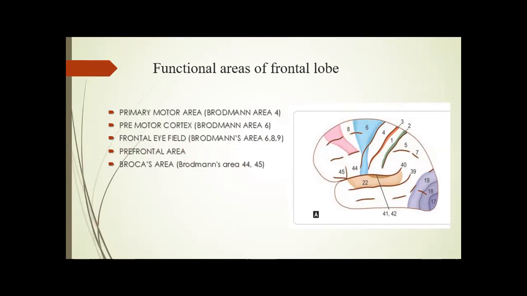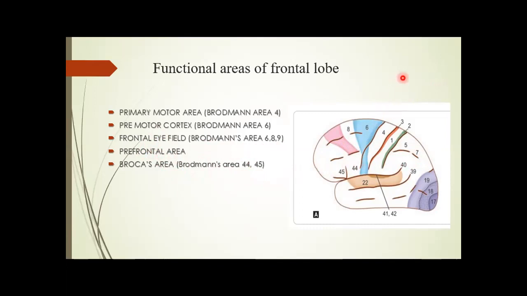Direction selectivity for movement is a common feature of the premotor neurons. The dorsal part acts on the internally guided movements, and the ventral part acts on the externally guided movements. Then the frontal eye field, that is Brodmann's areas 6, 8, and 9. The stimulation of this area causes both the eyes to move to the opposite side, the conjugate movements.